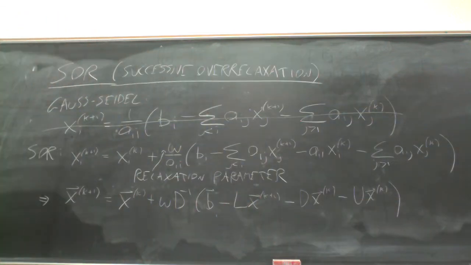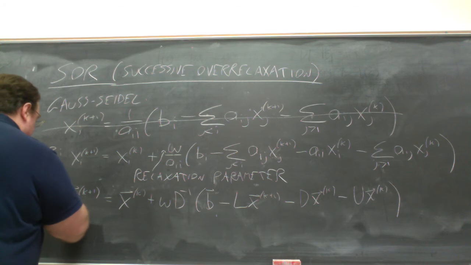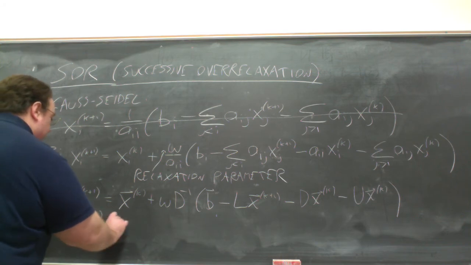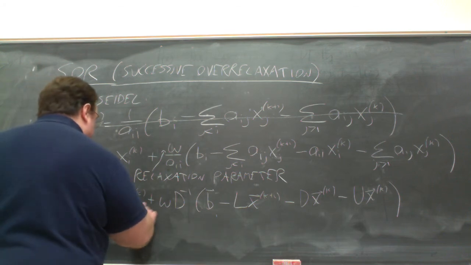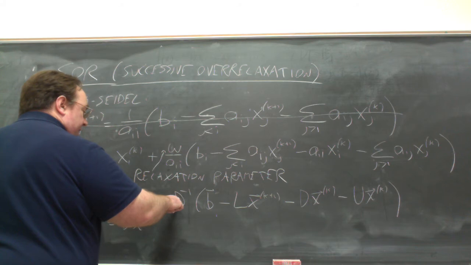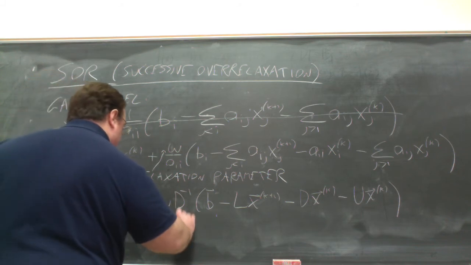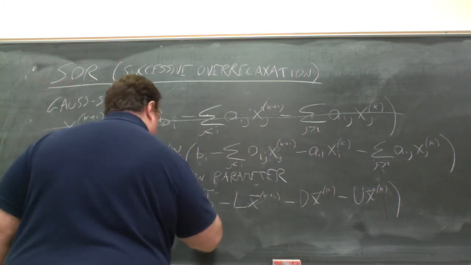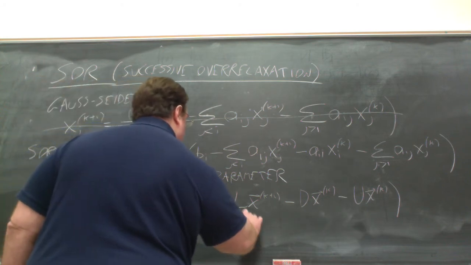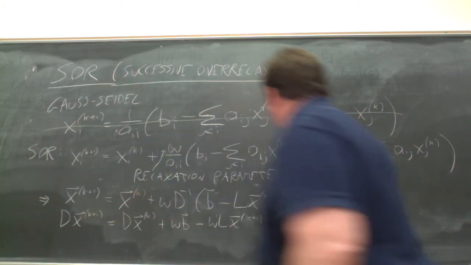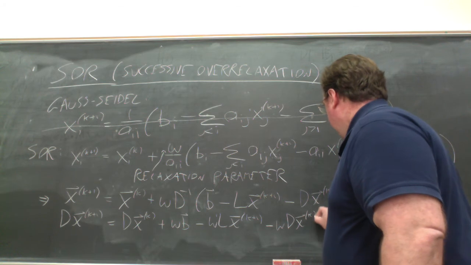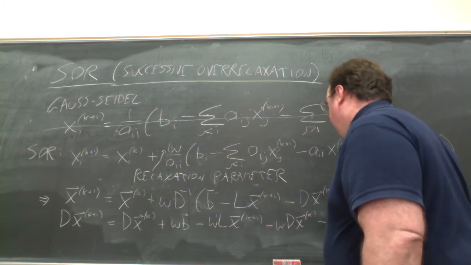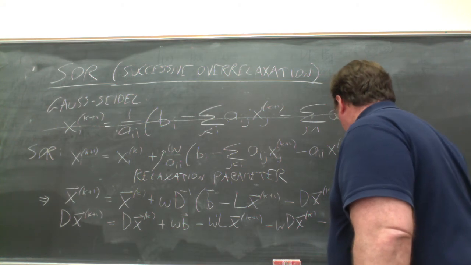So here we have a matrix vector form of this method, but I want to get it a little closer to the form we saw for Jacobi and Gauss-Seidel. So I'm going to multiply both sides by D, and the reason I'm doing that is to cancel with the D inverse here. So then I have omega b minus omega L x_{k+1} minus omega D x_k minus omega U x_k.